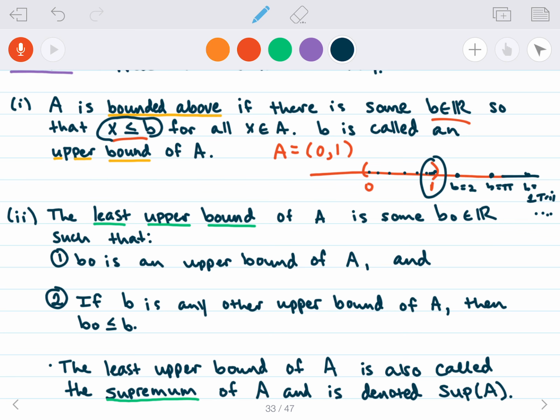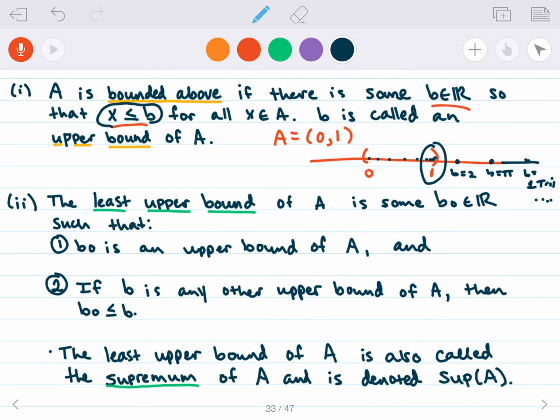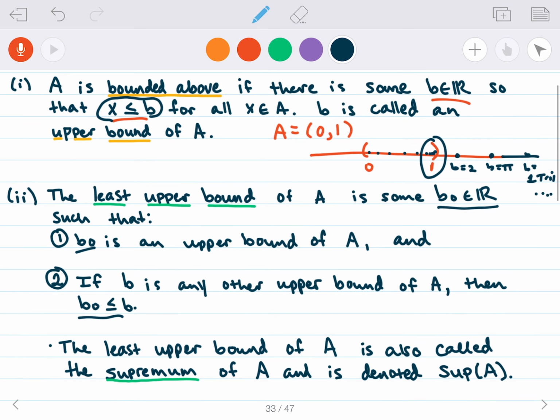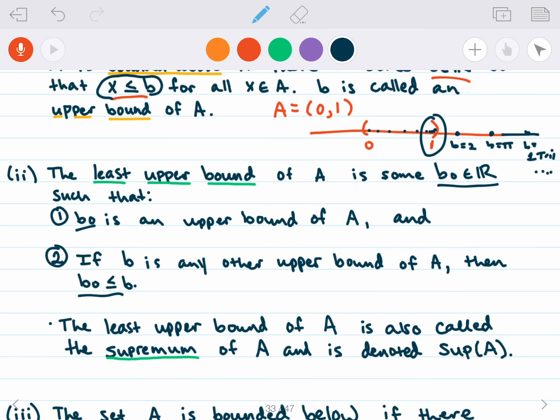The least upper bound of A is some B naught in the reals such that B naught is an upper bound of A, and if B is any other upper bound of A, then B naught is less than or equal to B. Okay? So 1 in our case, let me write it here. So 1 is the least upper bound of our set A.